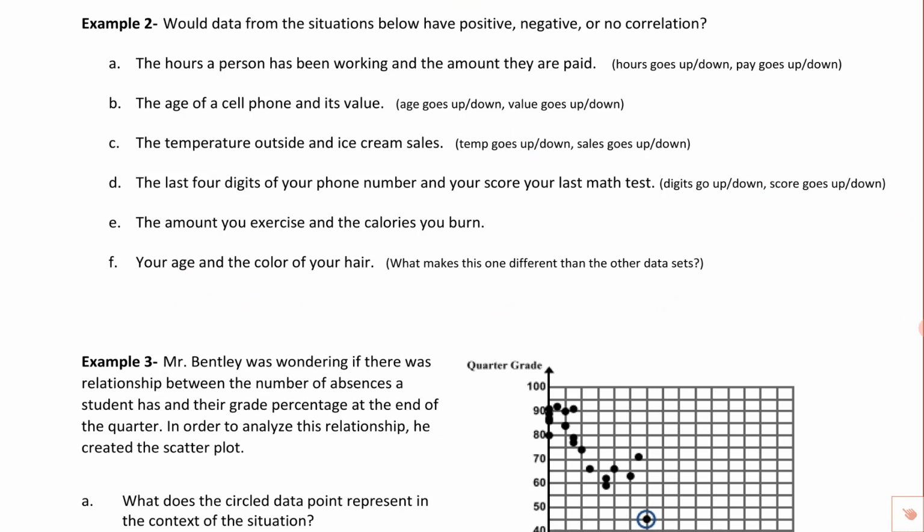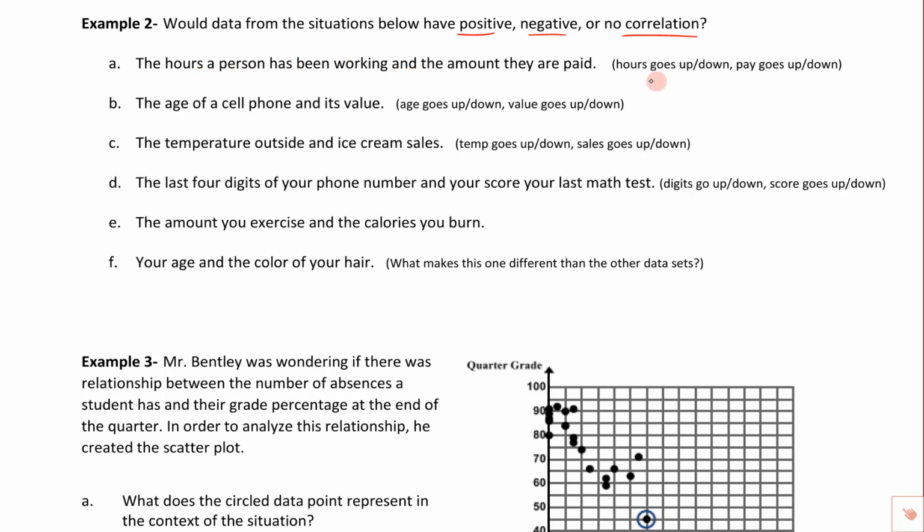On the next page, we've got an example that has a description. There is no scatter plot, so this takes a little bit of thought to figure out what goes on here. We actually have to think about the situation. It says, would data from the situations below have positive, negative, or no correlation? So we just have to answer with one of these three: positive correlation, negative correlation, or no correlation. So we're just going to put positive, negative, or no. It says the hours a person has been working and the amount that they are paid. So the hours they work and the amount that they get paid.